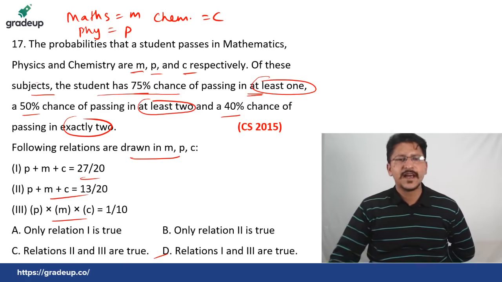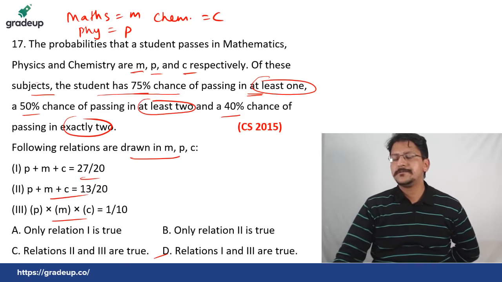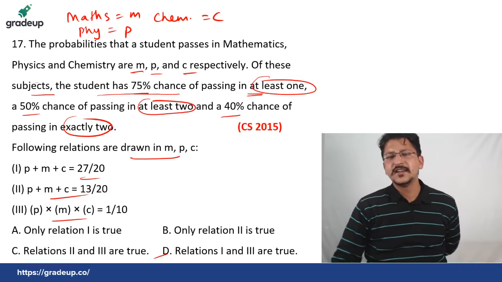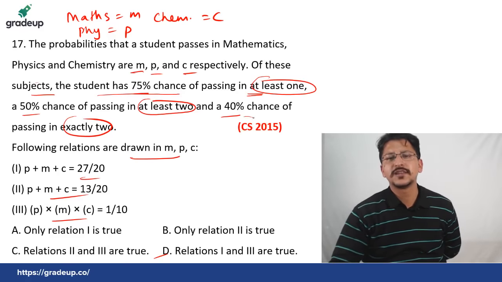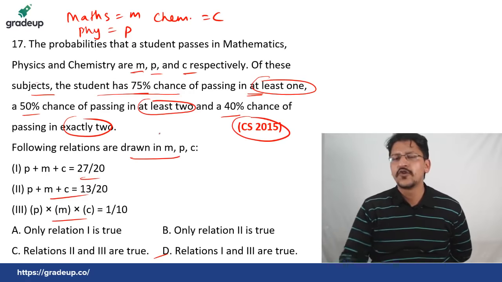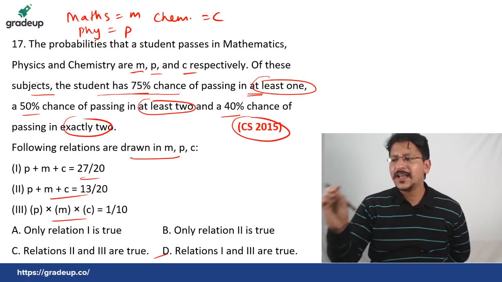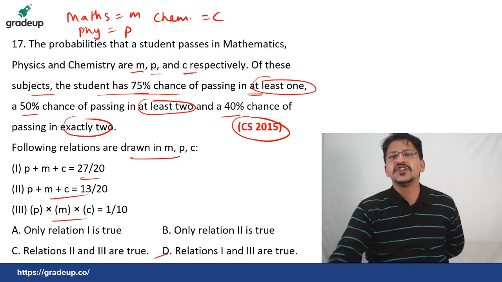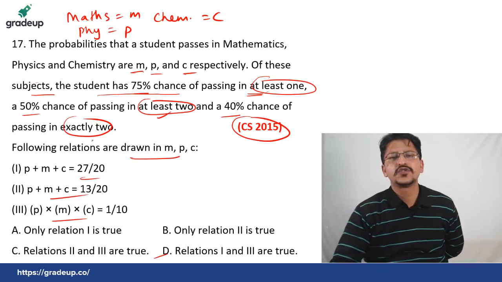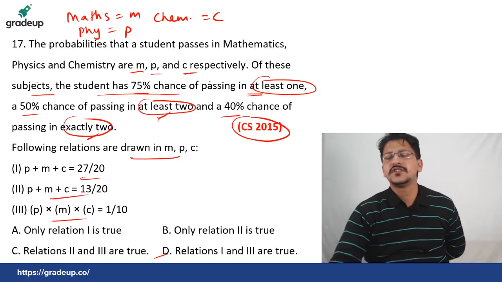So find out this answer. First of all, give me that answer. Do not guess this. This is not that easy. It might look a bit easy to all of you, but this question is not that easy. Please focus on this. We will take one by one all the three conditions of at least one, at least two and exactly two, and then we will solve it.